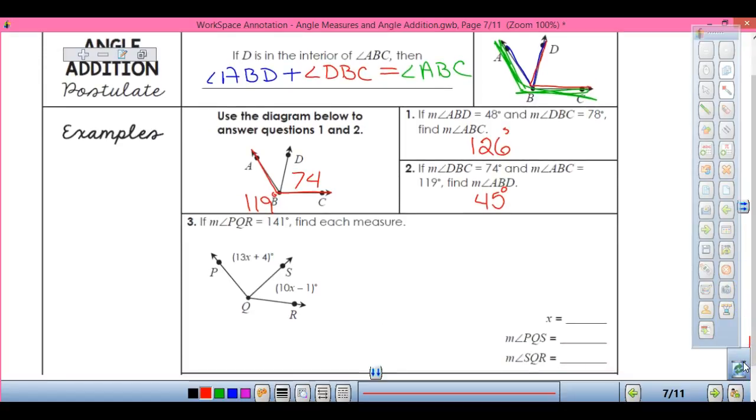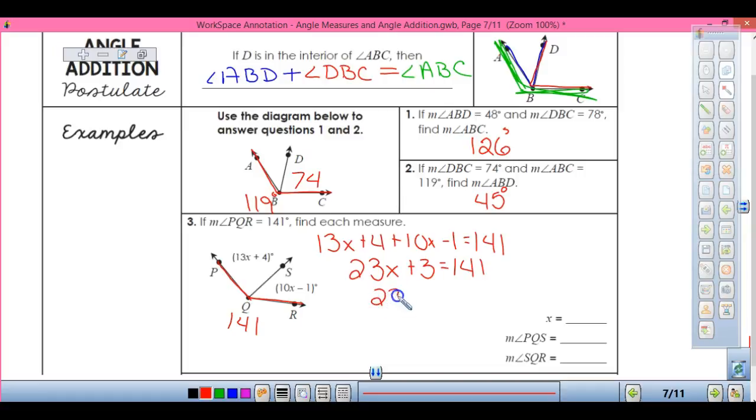Okay, so if we're looking at number 3, it tells us our two pieces, tells us that the whole thing is 141. So how can I find x? The two parts added together equal the whole thing. So 23x plus 3 equals 141. 23x equals 138. So x is, might have to punch some buttons in. It's okay, you can exercise your finger.